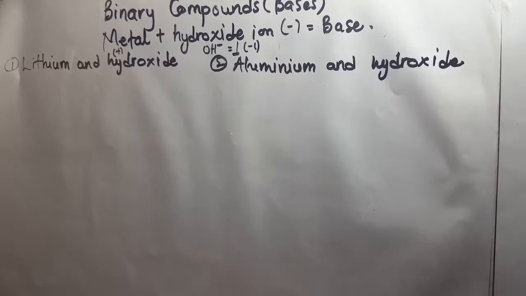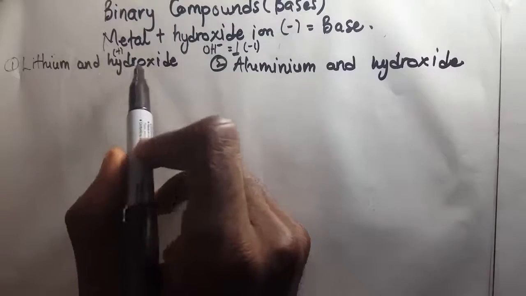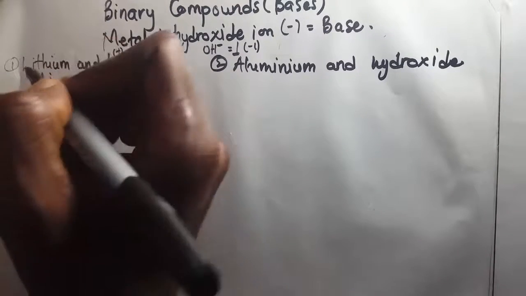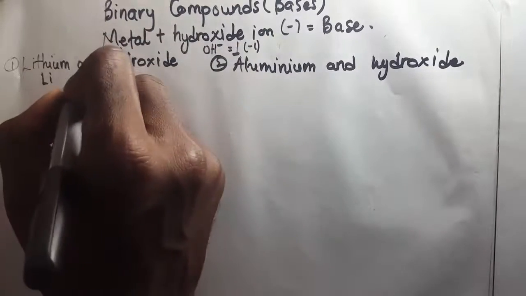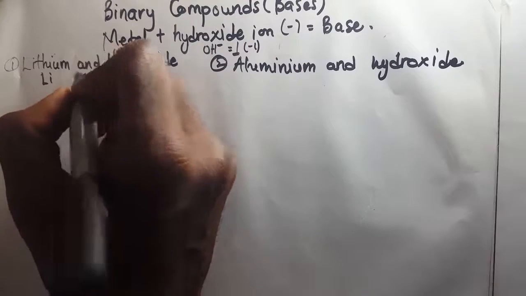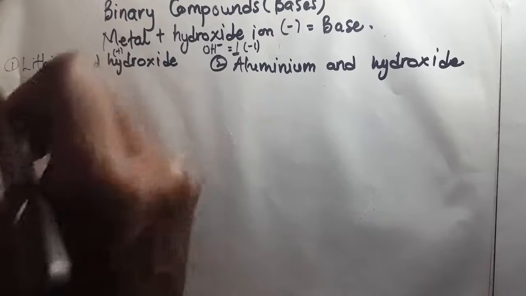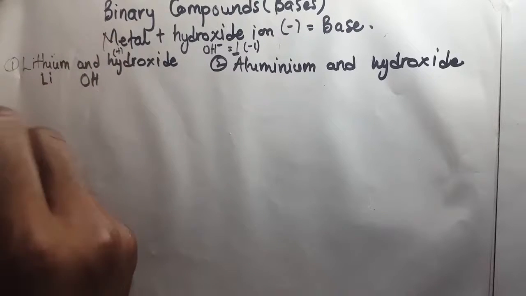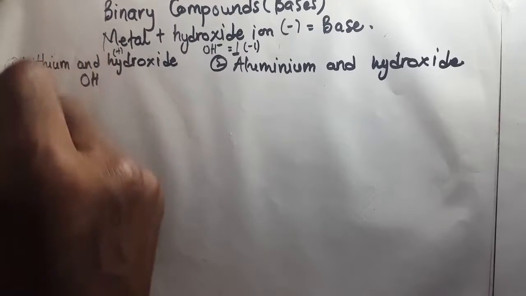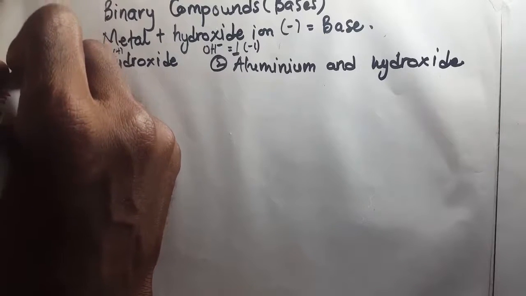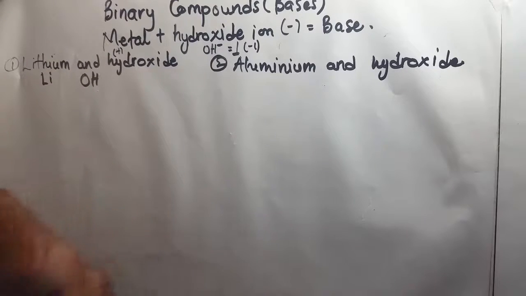With the first one, we have lithium and a hydroxide. So lithium, Li, and then hydroxide is OH. Now, how do you determine the valency for lithium? All metals have electrons to give out, so it means that all metals have a positive charge.